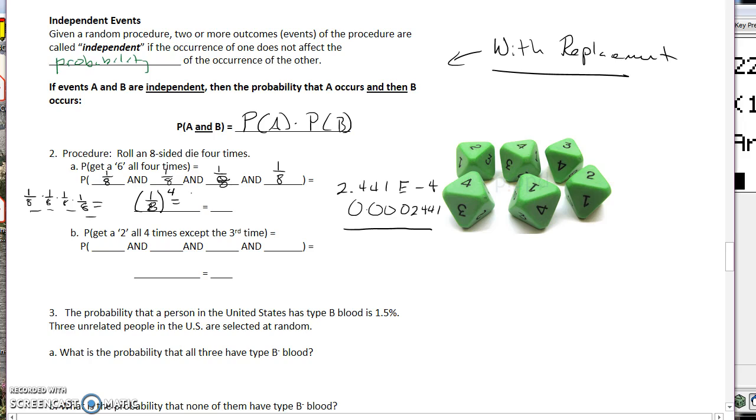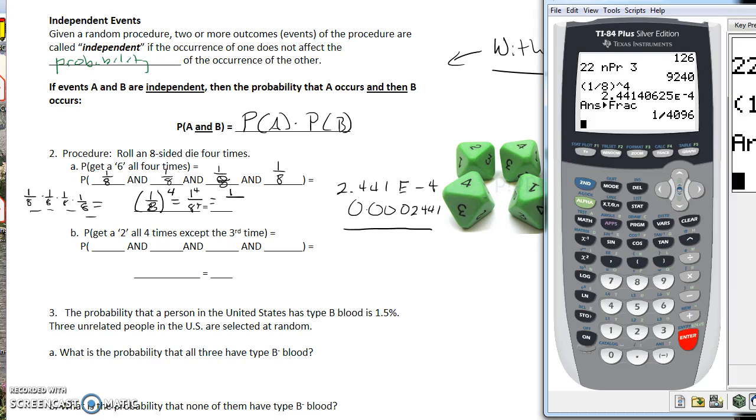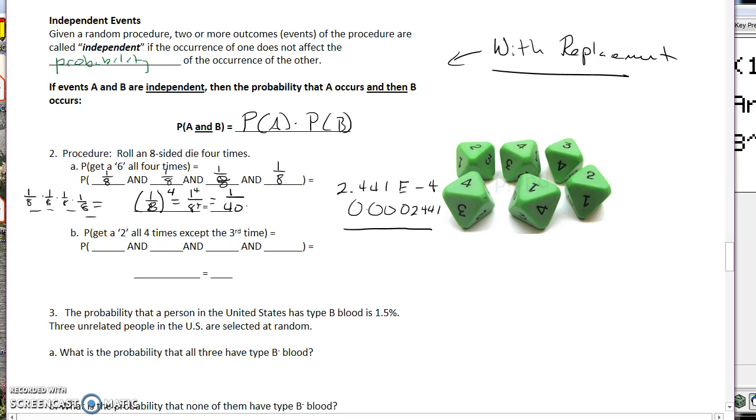Well, one of the things you can do is evaluate the top and the bottom separately. So if we do 1 to the 4th power, 1 times 1 times 1 times 1 is still just 1. And then in the denominator, we just need to figure out what 8 to the 4th power is, and that gives me 4096. So it's a really small number, but if we needed to write it as a fraction, it would be 1 over 4096. Just be careful about the way it's asked on a test or a quiz or in the homework. It's going to be specific in how it wants you to write that answer.